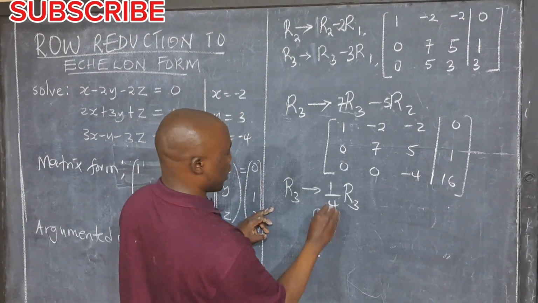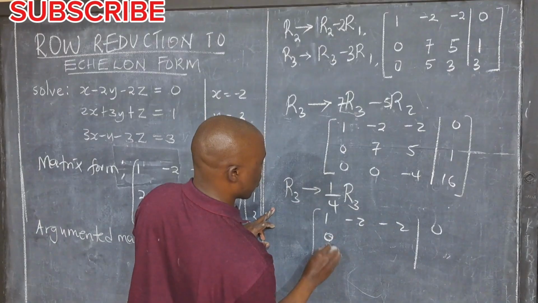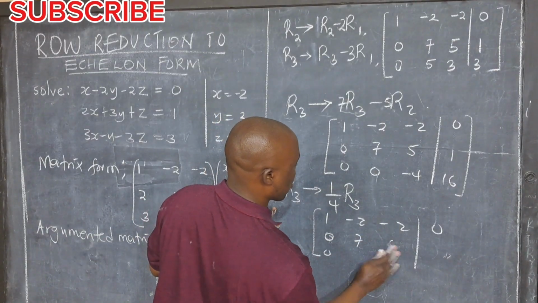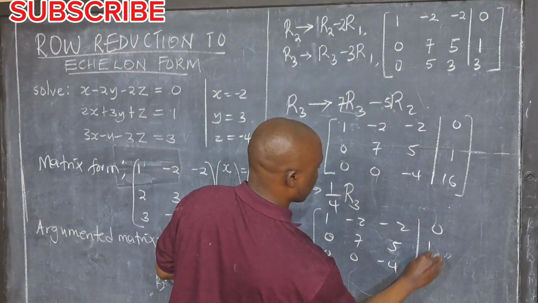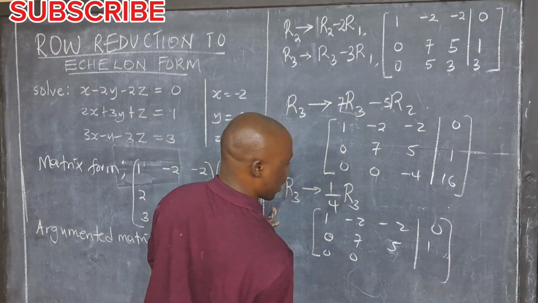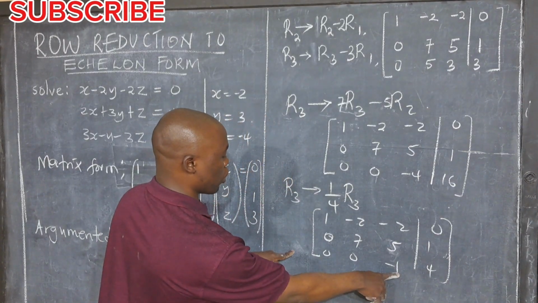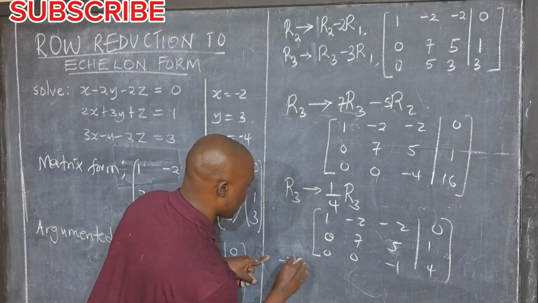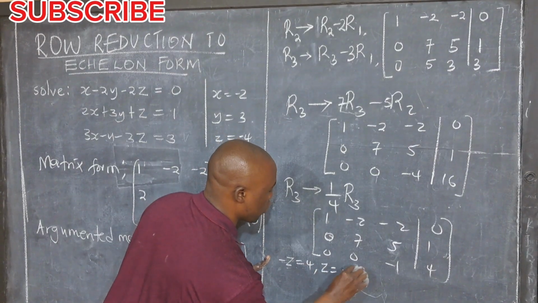So then let's first have this. This is 16. So this we are dividing through by 4. So this gives us -1. This is 4. So this position is for z. So it's negative z is equal to 4. That means z is -4.